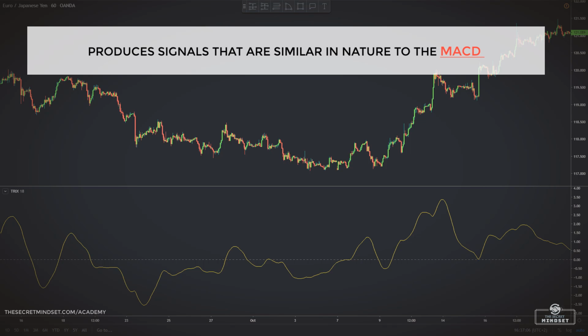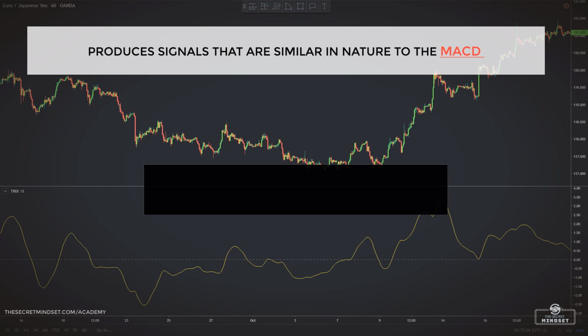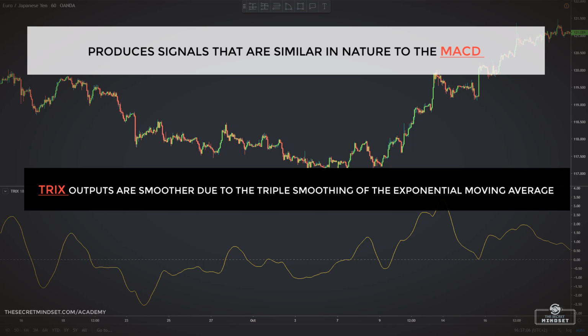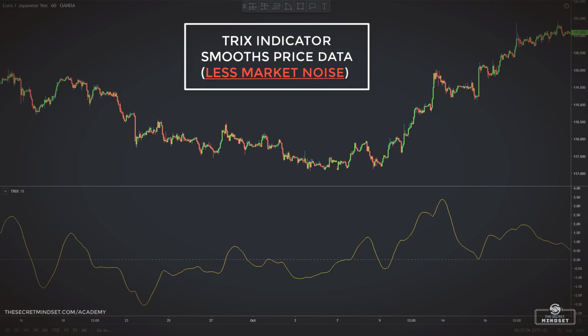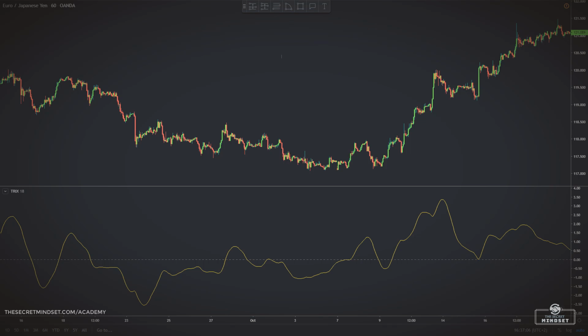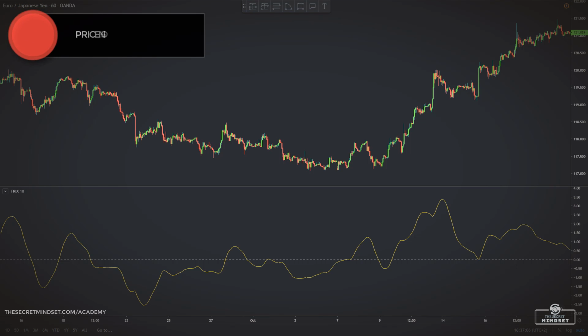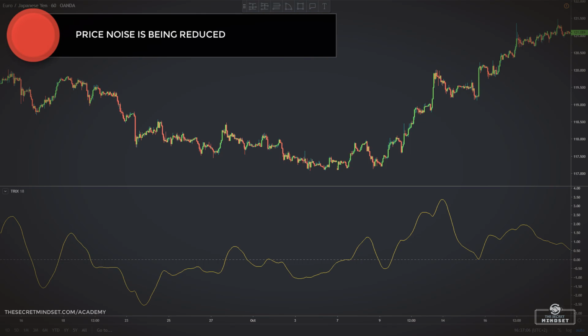Although many consider the Trix to be very similar to the MACD, the primary difference between the two is that Trix outputs are smoother due to the triple smoothing of the exponential moving average. The Trix indicator smooths price data and then looks at the daily, or whatever time frame is being used, percentage movement of that smoothed price data. This filters out much of the price noise that's seen on the price chart.